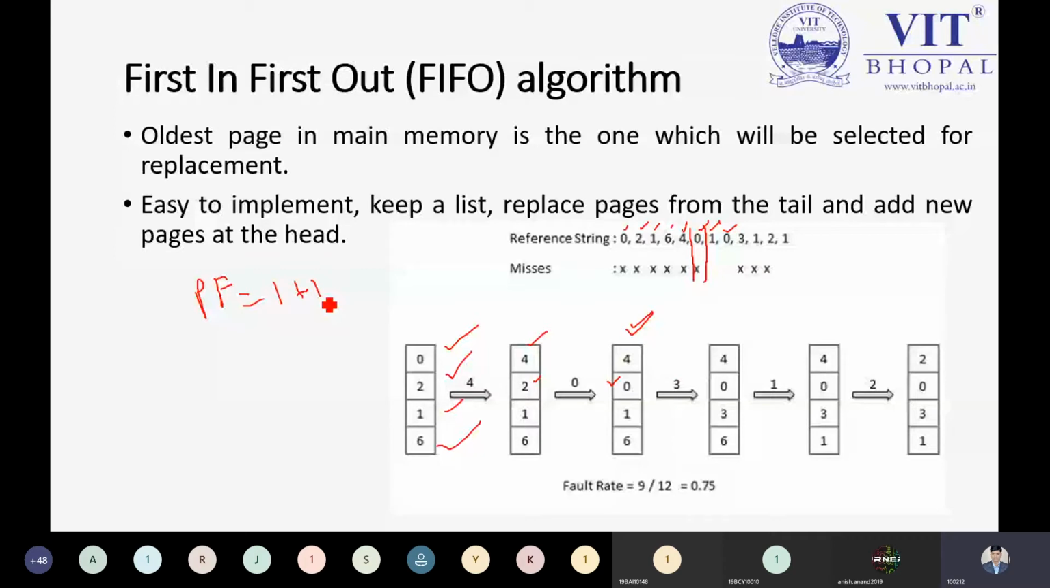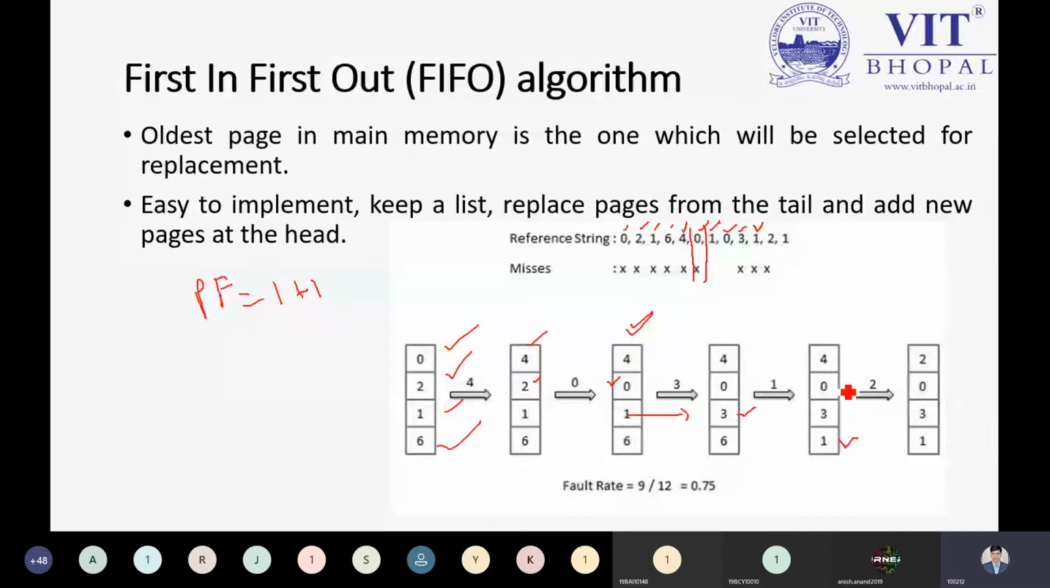Now 3. 3 is not already in our page table. So which one is the oldest one? Among 4, 0, 1, 6, which one is the oldest? That is the 1. So 1 will be replaced by the 3. So we have replaced it over here. Now among 4, 0, 3, 6, which one is the oldest? Definitely 6. So it will be replaced over here.